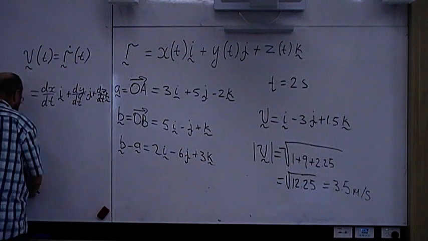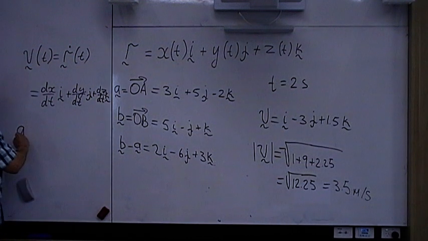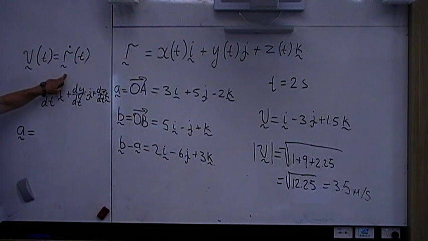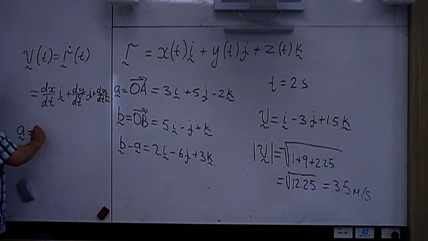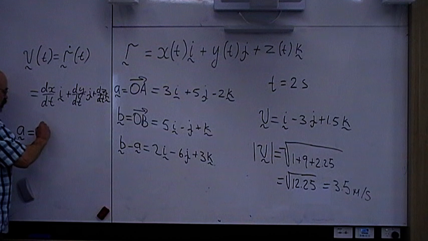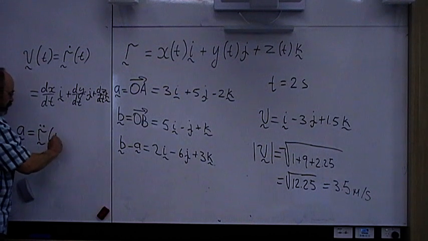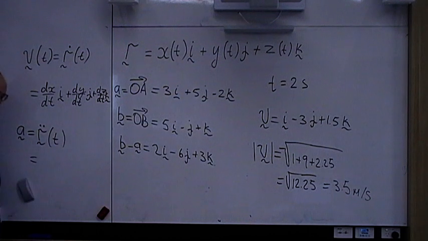Now, acceleration is the derivative of the velocity, or the second derivative of the position vector. So it will be r double dot of t. So what's so hard about vector calculus? What's so hard about it? You just differentiate.